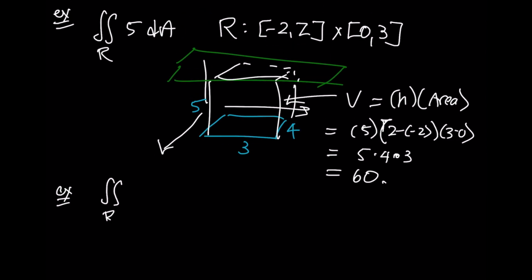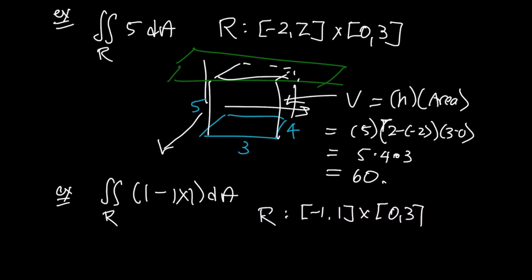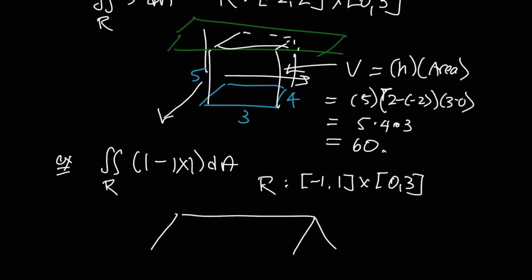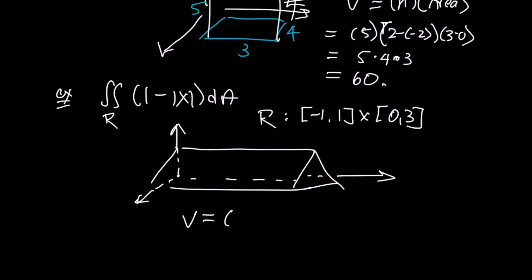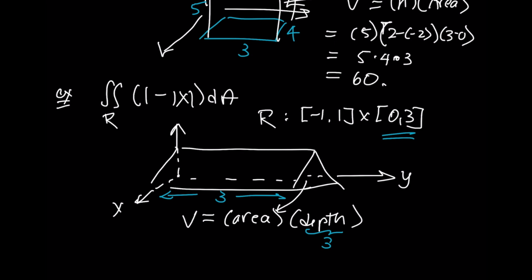You can extend it a little further, so let's calculate the double integral of this expression, where R is now a rectangular region defined like this. What we've got is essentially a triangular prism. We've got a function that's defined in this way, and the volume would simply be the area of this triangular face times this depth. If this is x and this is y, the depth is going to be related to the y values here. There's the 3, so this value would be 3.